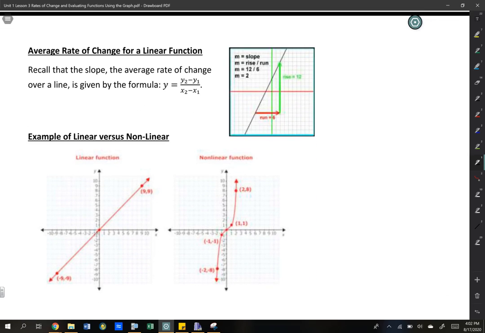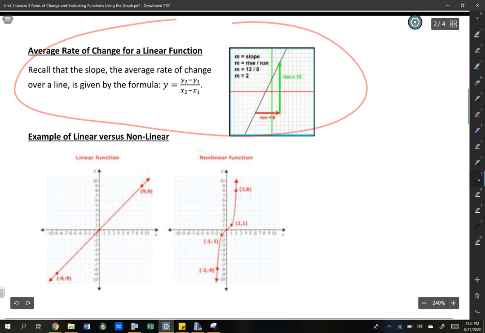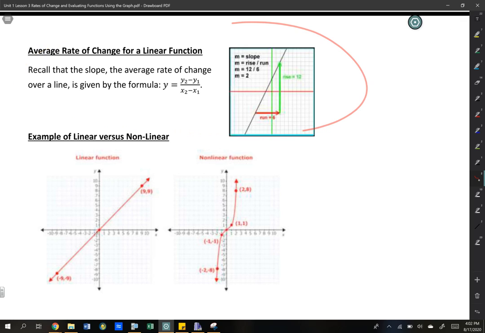On this next page, we're going to be looking at average rates of change. Just as a reminder, I put here the average rate of change of a linear function. This was Algebra 1, and I'm sure you saw it again in geometry. Recall that the slope, the average rate of change over a line, is given by this formula: the change in y over the change in x, or the rise over the run. It just gives you a little example of what we meant by the rate of change.